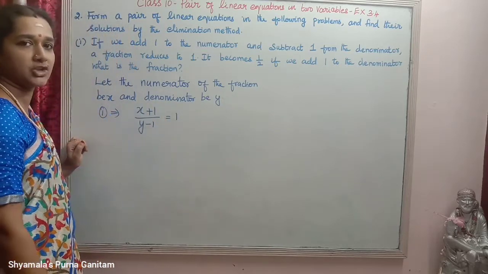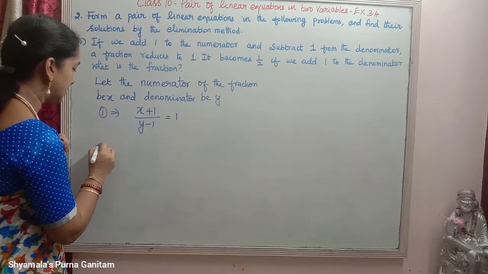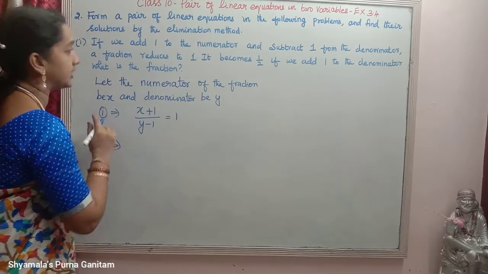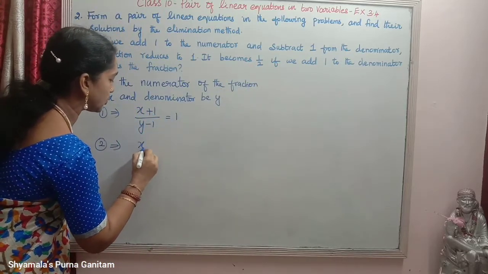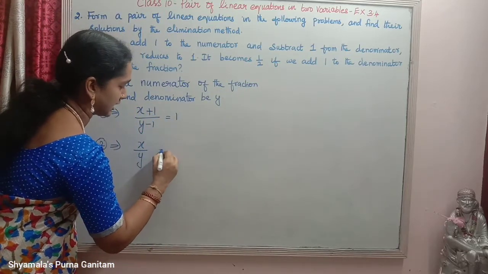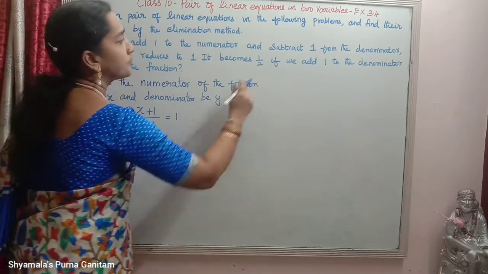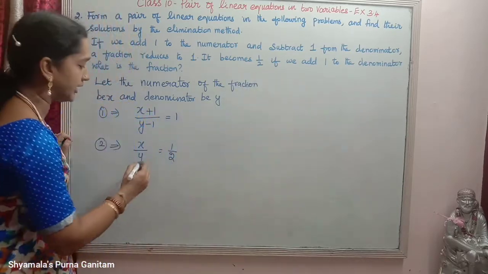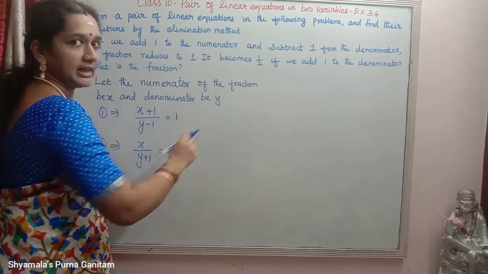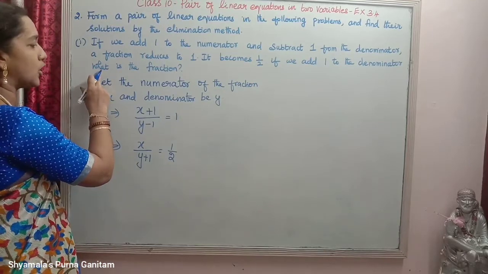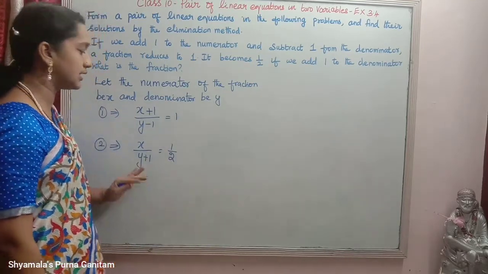So we will get a fraction as 1. So this is the first equation. Then the second condition given is, it becomes 1 by 2. So which one is 1 by 2? So x divided by y becomes 1 by 2 if we add 1 to the denominator. So this is the second equation.